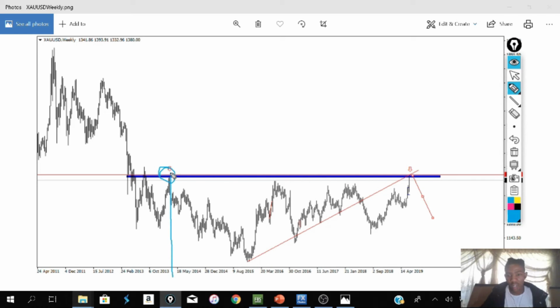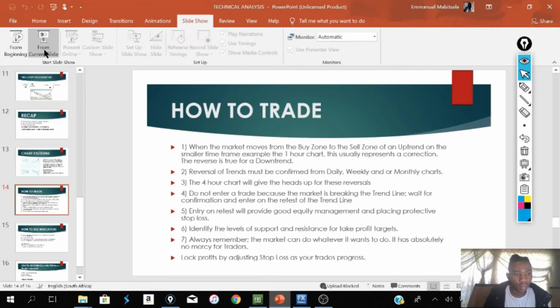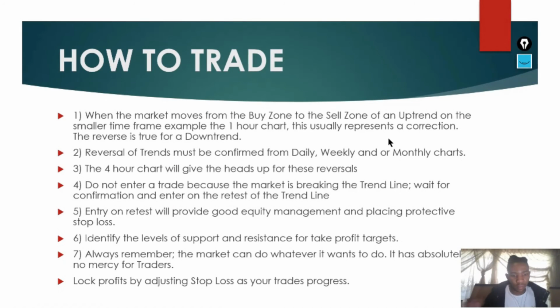Was testing. That's the nice buy that we had, and we're testing the resistance here. So now we went for a sell and we banked a lot because we know how to properly apply them. The 4-hour chart will give you the heads up for this reversal. So now, entry on retest will give good quality management and placing a protective stop loss.